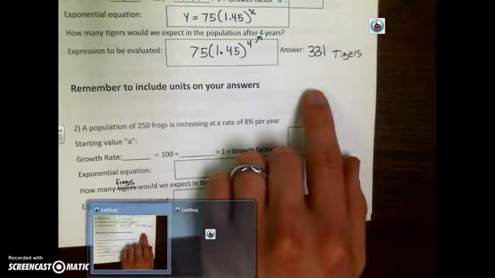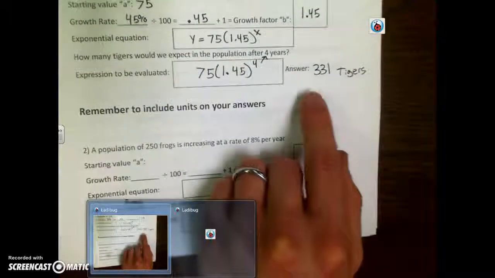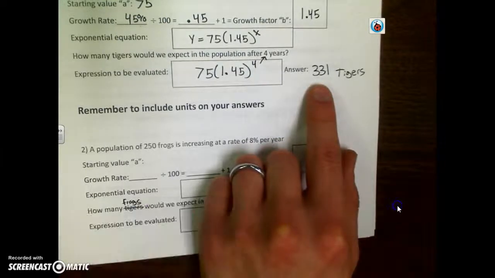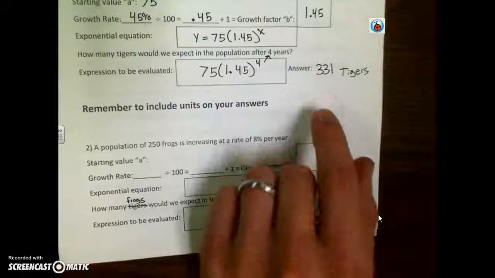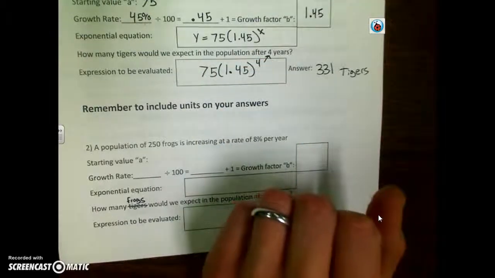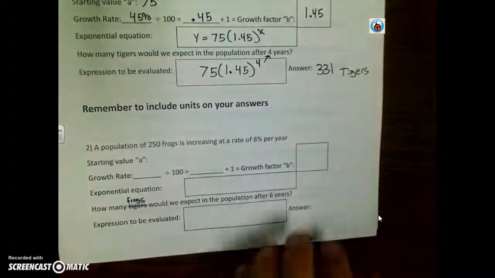Now be sure to include the units on our answers and use that to inform you about what type of decimal rounding we need to do. If we're talking about living creatures, it needs to be the nearest whole number. If we are talking about money, you can have 2 decimal spots, right, for the change on the dollar. And that's the way this side works.